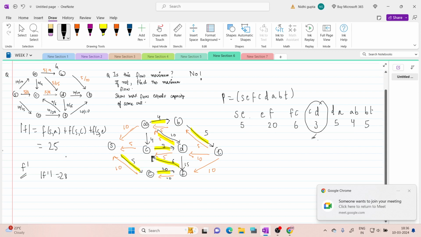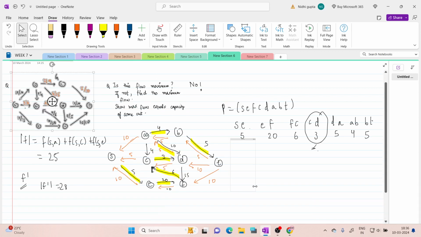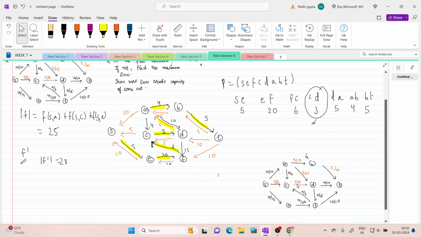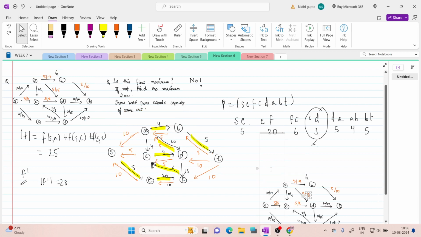So help me in constructing that. If we have to find the new flow, we look at the original flow. All the edges which appear in the augmenting path will have a changed flow, but the edges which do not appear in the augmenting path will have the same flow. So let's find the new f prime.